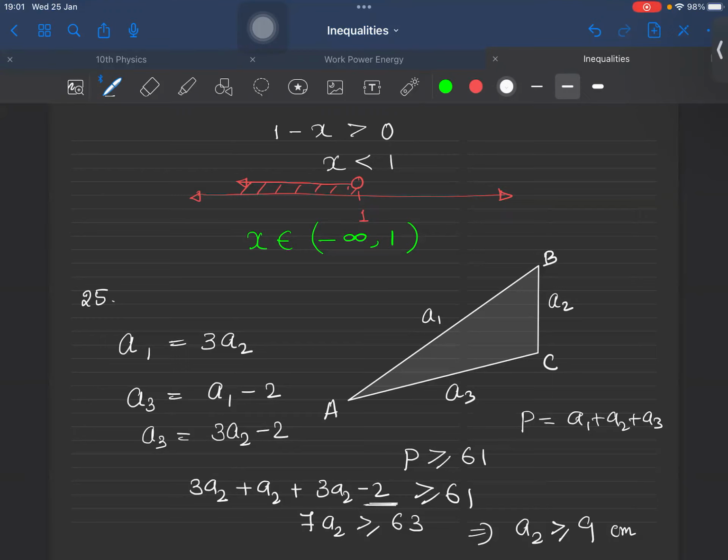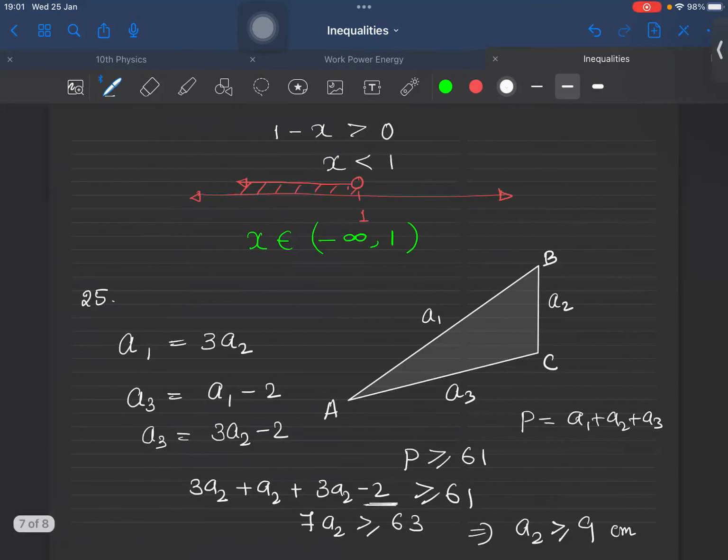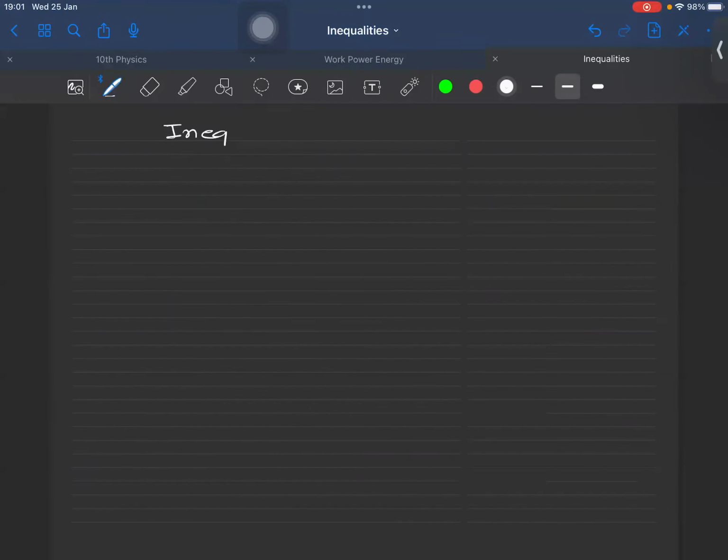So let's draw inequalities in the 2D plane. If anybody is having doubt, you can ask me right now. It's fine. Anybody having doubt, please tell me. We can go through any problem if you want. No doubt? Okay. So, inequalities in 2D plane.